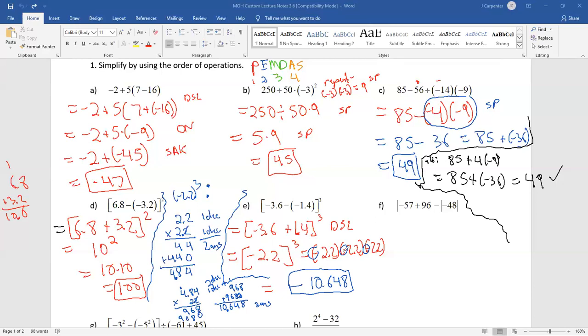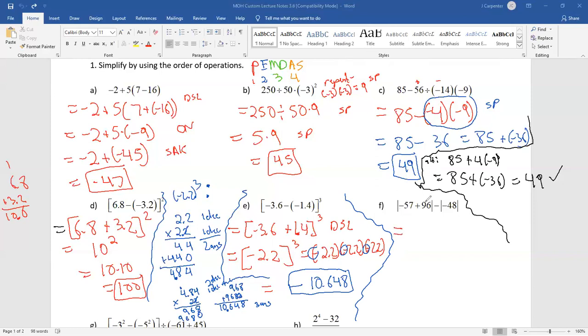Time, 15 minutes. We haven't done an absolute value in a bit. We'll do F. And then I'm going to start skipping around a little. So F.